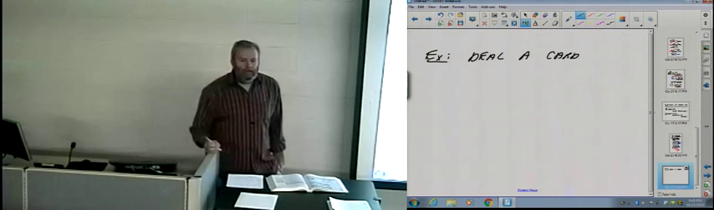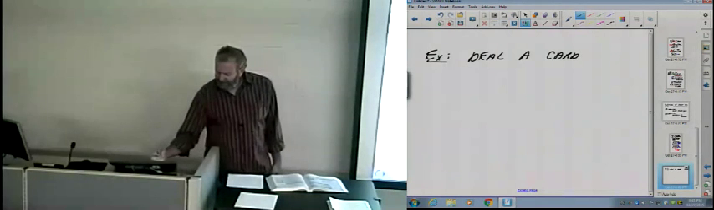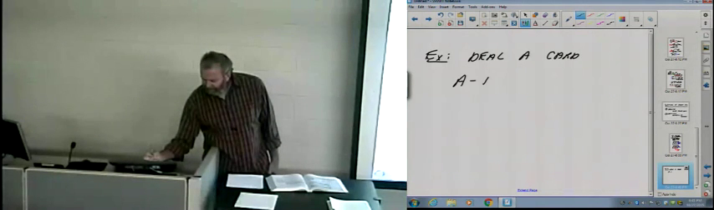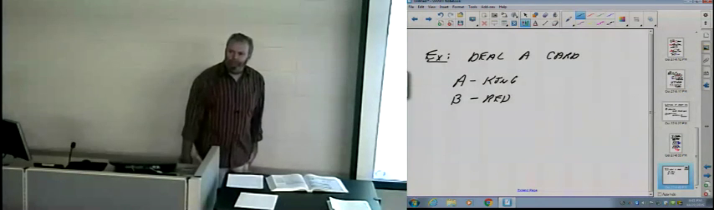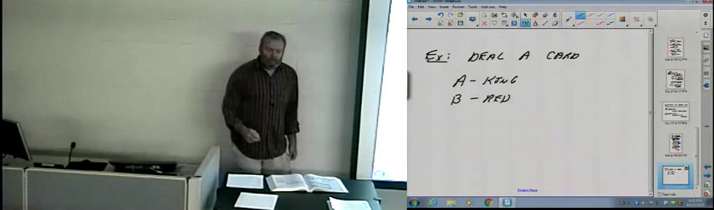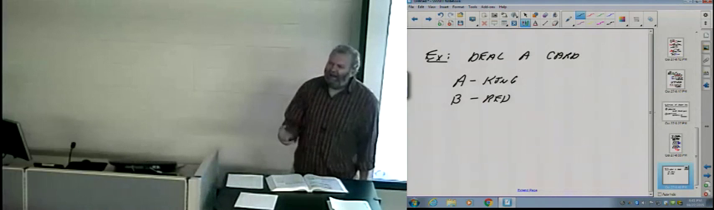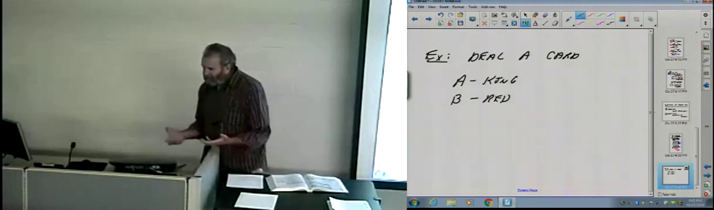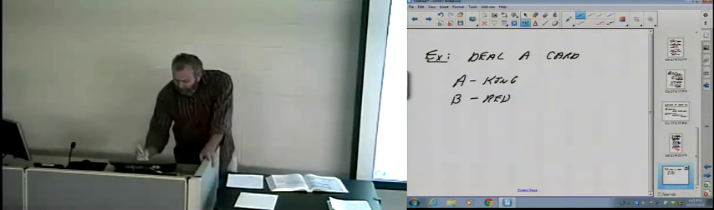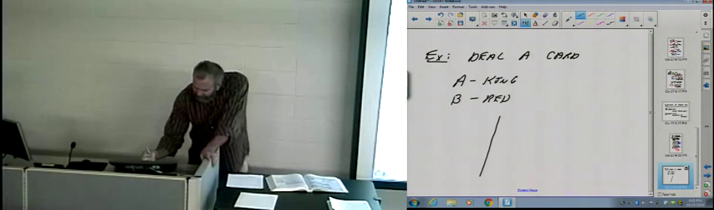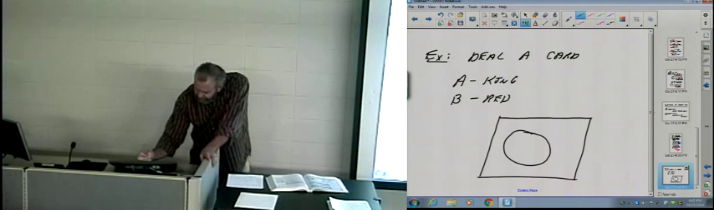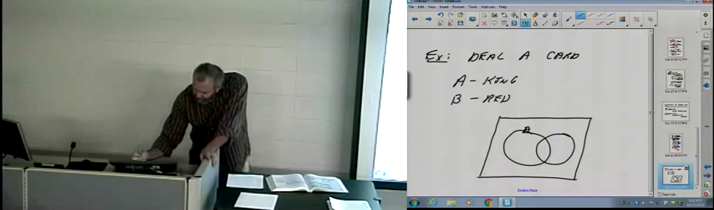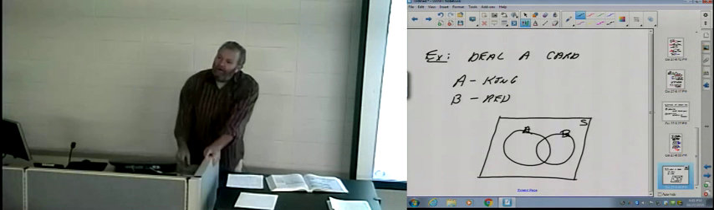The two events that I'm interested in are A, that you get a king, and B, that you get a red card. So a Venn diagram would help me keep track of what they have in common, how many cards are wherever. Here's my Venn diagram. Here sits my A. Here sits my B. And that's my sample space.